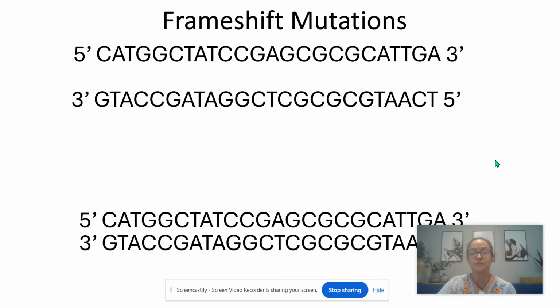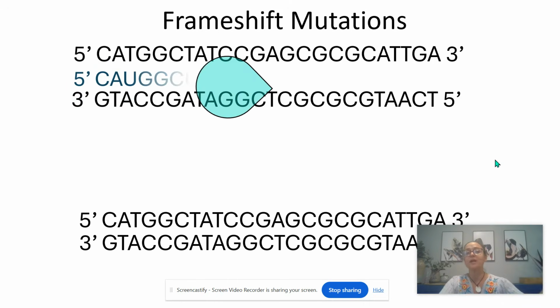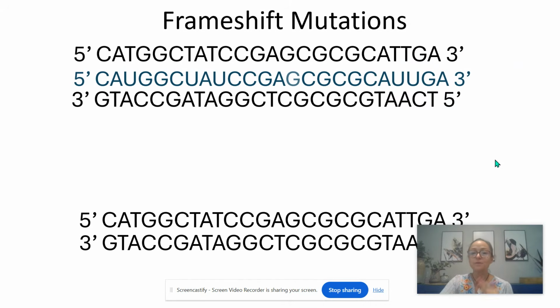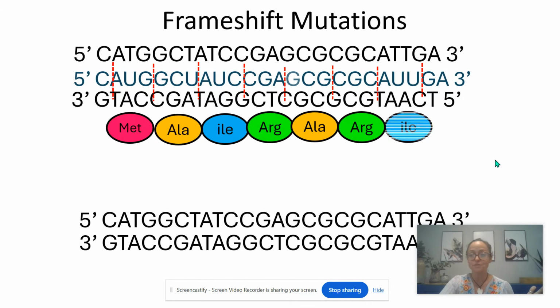And in frameshift mutations, we're going to see a shift in the reading frame. When I say reading frame, I mean how we read codon by codon by codon. So here, if I have the top strand of DNA opened up to do transcription. Okay, awesome. So here's my original amino acid sequence for a polypeptide for this gene.